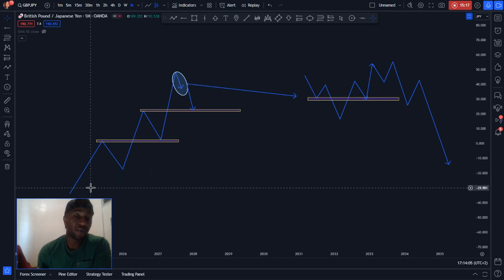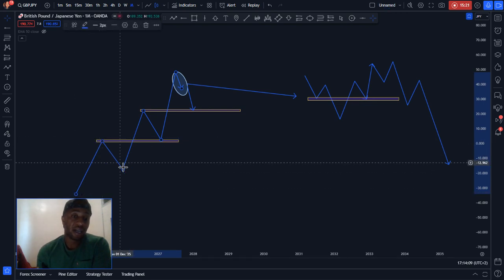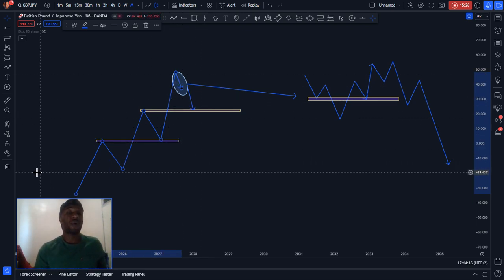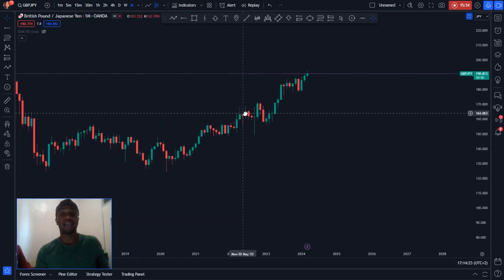So hence I'm saying that if you are able to master the higher time frame, that okay, this is a higher high, this one's a higher low, this one's a higher high, this one's a higher low, that's a higher high, you've got high chances of being able to catch the right trades. Okay, so let's go look for another example.